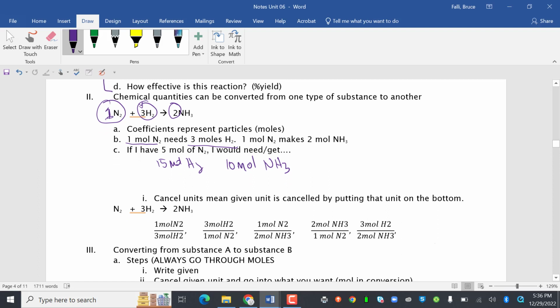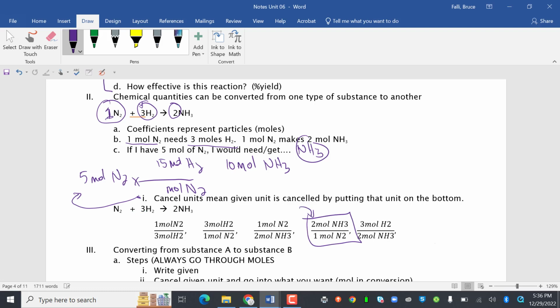So remember, in the last podcast we did, we canceled whatever unit we wanted. Canceling units means the given unit is canceled by putting that unit on the bottom, okay? So I'm looking at this part right here, but I'm going to bring it up here. If I have 5 moles of N2 and I want to do NH3, what I would do is get rid of moles of N2, but I would need an equivalency. Do you see how 1 mole of N2 would equal 2 moles of NH3?